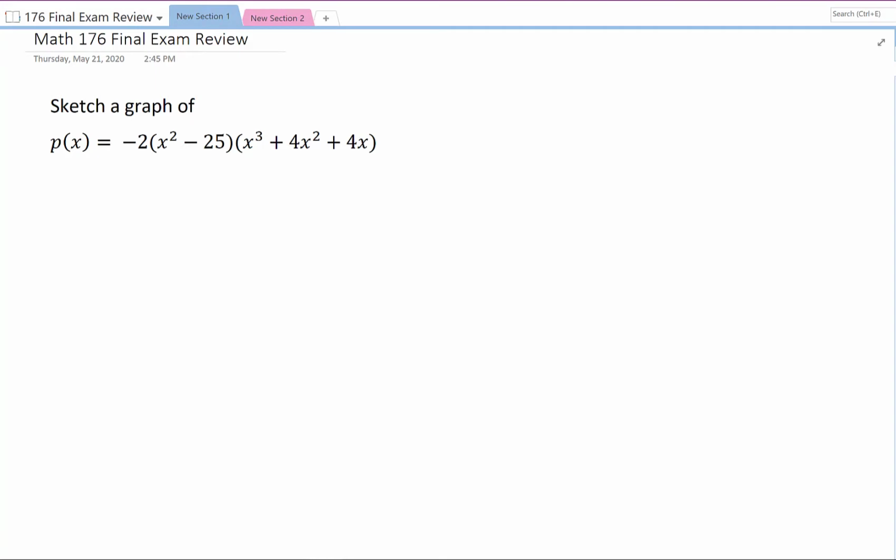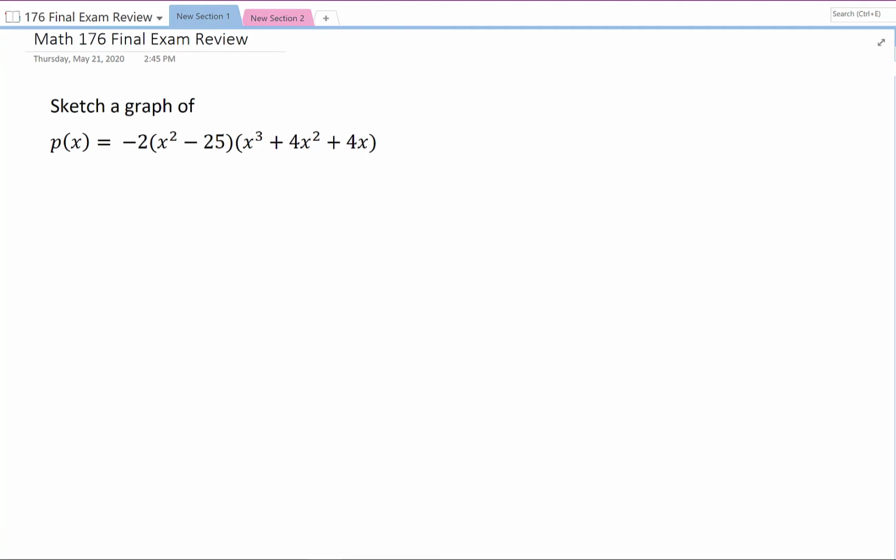All right, let's sketch a graph. Now the one I have here, this polynomial function, is really pretty complicated, probably way more complicated than you will see. But if you can see all the process in this one, then you can do the easier ones. So we need a couple things out of this. We need to know the end behavior. And the end behavior comes from the leading term.